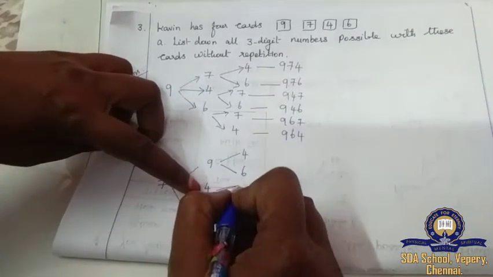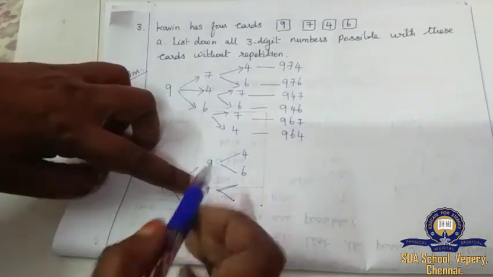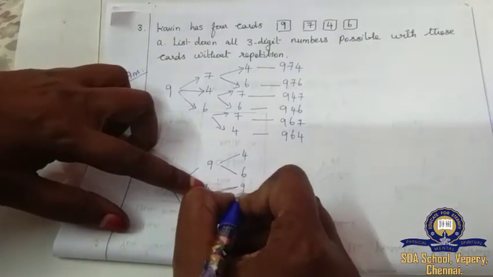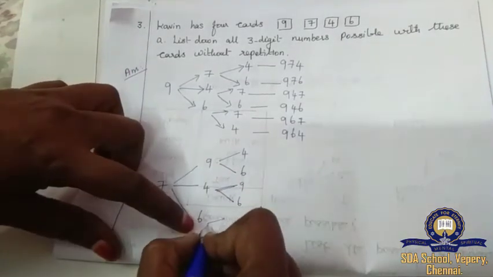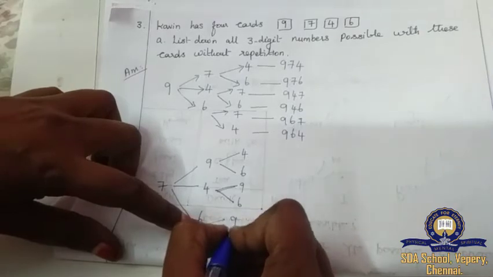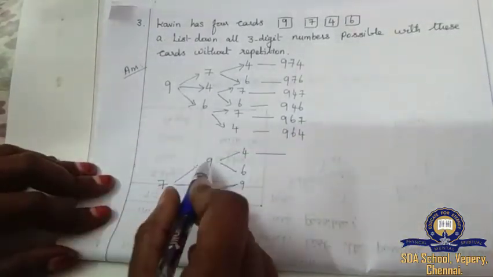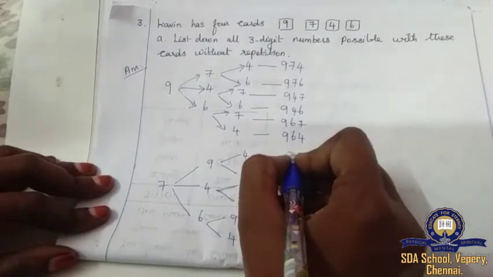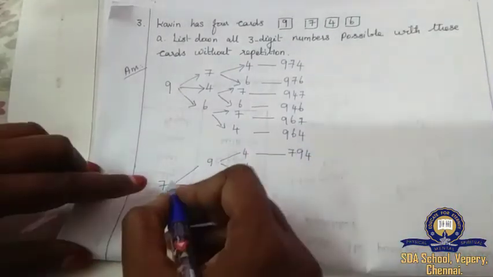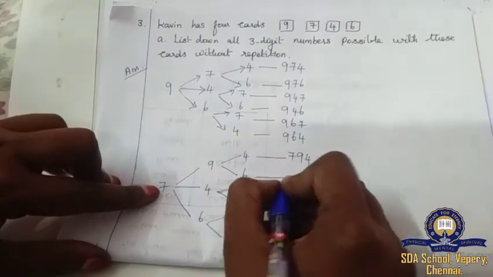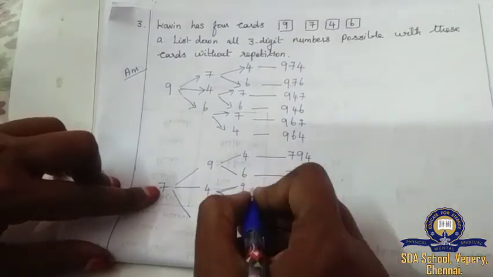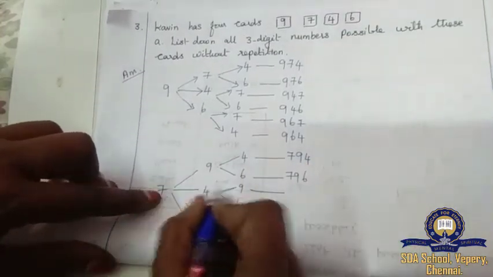For 4, the remaining 2 are 9, 6. For 6, the 9, 4. So form the number here, 3 digits. So 794. 796. For this 796, this number comes from 749.